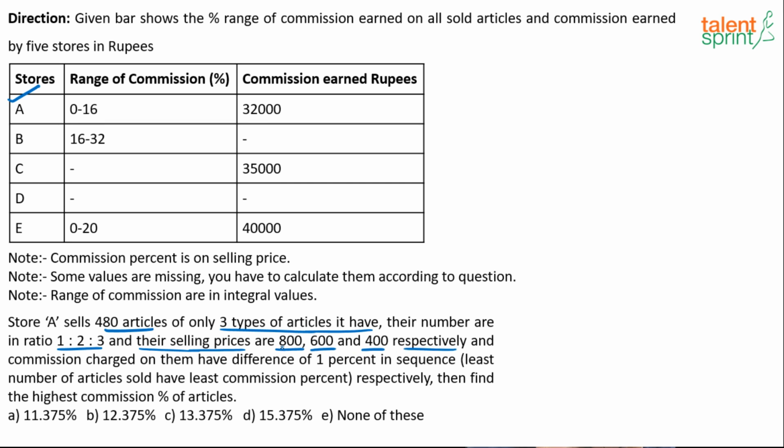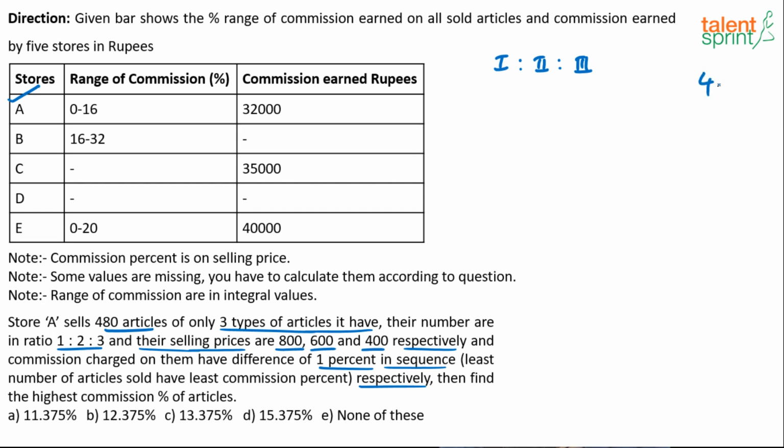So we know the selling prices of the articles, and you also know the number of articles sold of each type. And the commission charged on them have a difference of 1% in sequence respectively. The least number of articles sold have the least commission percentage. Then find the highest commission percentage of articles. So basically, let's say the 3 types of articles are X, Y, Z, or type 1, type 2 and type 3. What is the ratio given here?